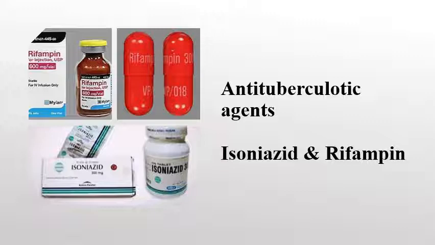Isoniazid, or INH, is the first-line treatment for TB. Isoniazid is the number one drug of choice for family members and healthcare workers who were exposed to patients with TB before treatment was started. Let me repeat that. It is the number one drug of choice for family members and healthcare workers who were exposed to patients with TB before treatment was started. It's considered an antimycobacterial or antitubercular medication.